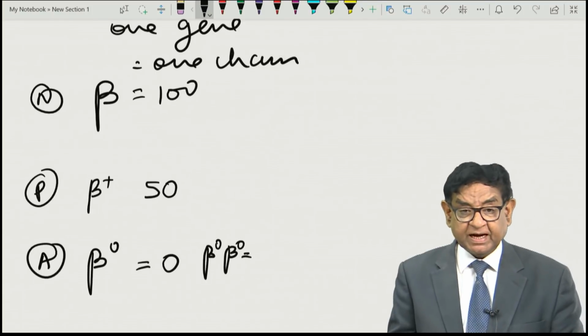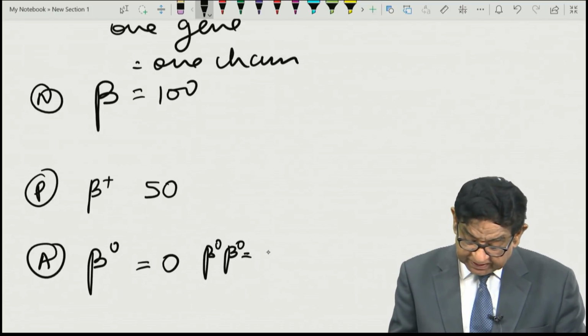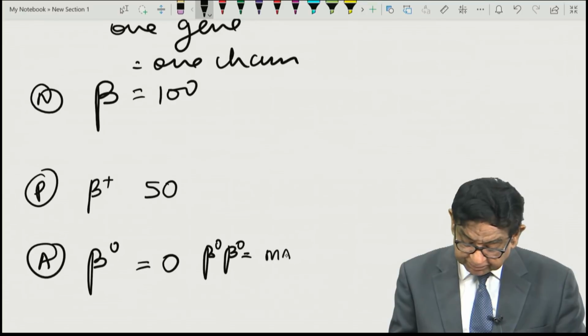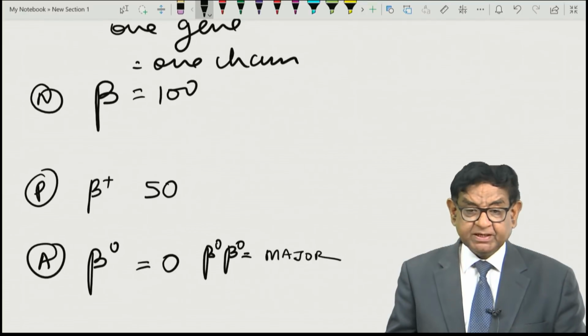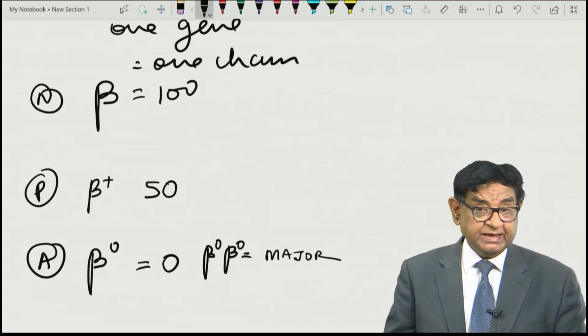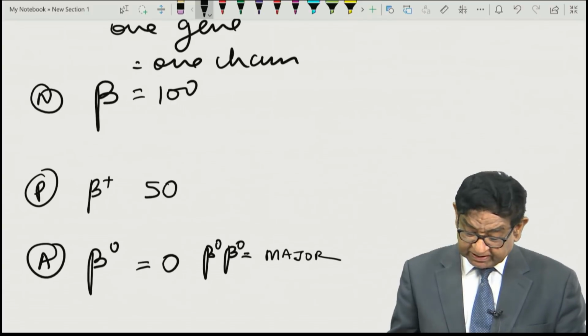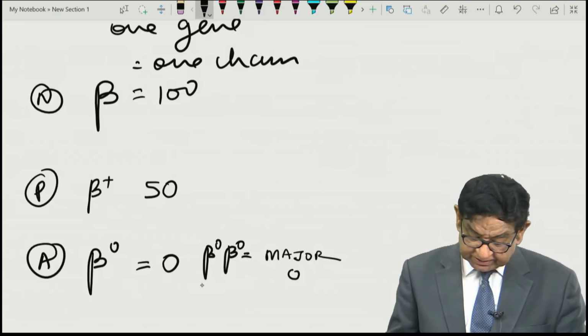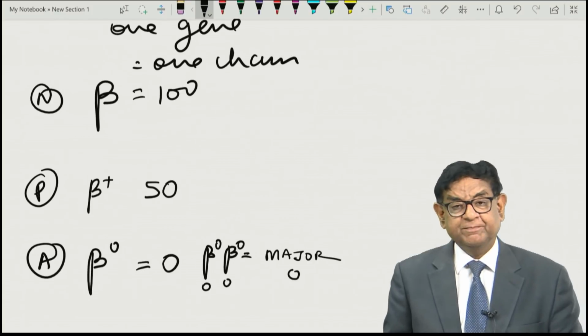And this is beta thalassemia major. Major means both the chains are not formed. And what will the value of this answer be? 0 paisa plus 0 paisa is 0 paisa.